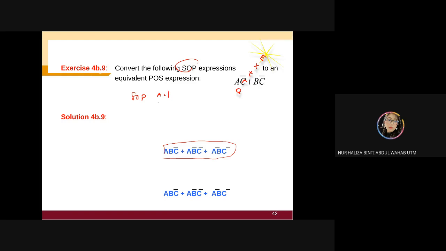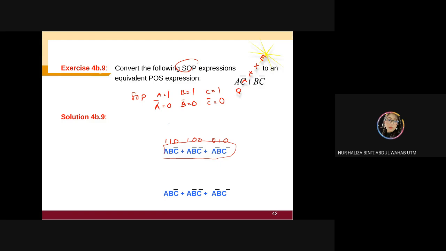SOP: A equal to 1, A bar equal to 0. B equal to 1, B bar equal to 0. C equal to 1, C bar equal to 0. Then I check here. This is 1, 1, 0. Here will be 1, 0, 0. Here will be 1, 0, 0. Is it right? Wrong. I think it is 0, 1, 0. I forgot what answer I got.